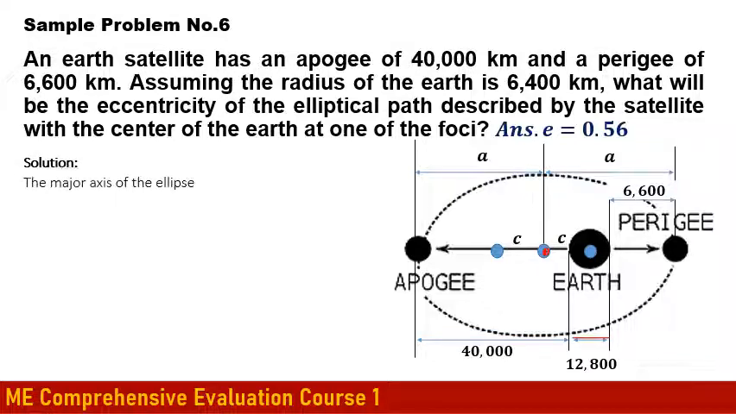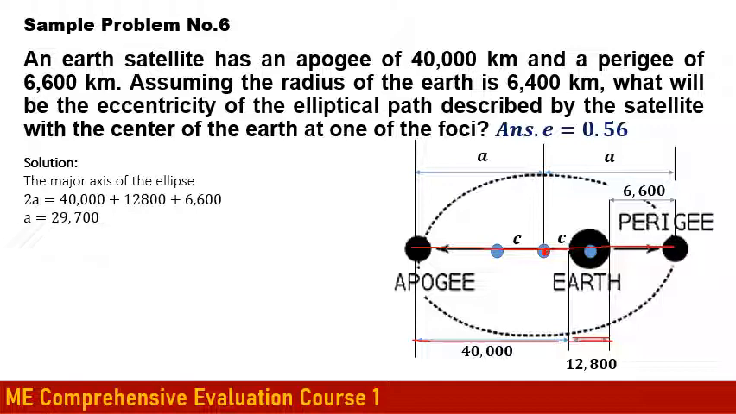For the major axis of the ellipse, that is equals to 2a. So this 2a here, because if you can see, this is equivalent to the major axis. This is simply the sum of this 40,000 kilometers, this 12,800 kilometers, and this 6,600 kilometers. So that's the value of the major axis. So we divide it by 2, so we can get the semi-major axis.